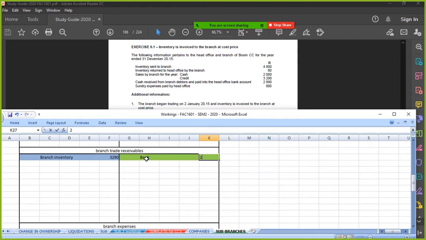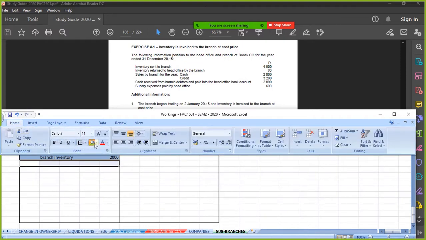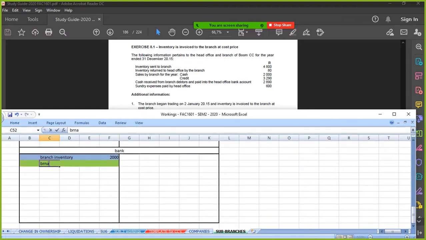Happy so far? Yes. All right, so you've got that. What was the other thing you said? Credit, debit, what? Bank. Yes. Same thing. Branch inventory. No, debtors. This was a receipt from a debtor. This wasn't a sale. This was 2890. Here you are. Happy with that? Yes.